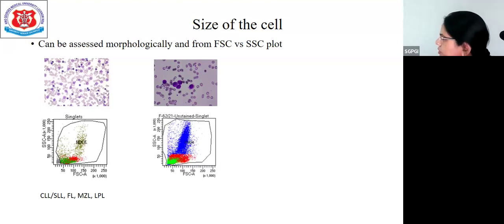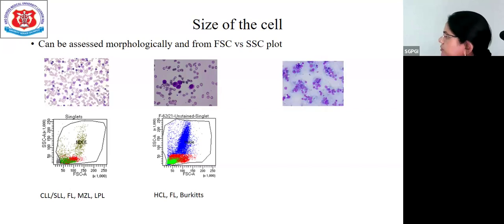And look at this plot. The cells are coming slightly higher up on the side scatter. So this forward scatter versus side scatter gives you a very good clue. So cases of hairy cell leukemia, follicular lymphoma, and Burkitt's lymphoma, where you have small to medium size or medium size cells, will have this kind of scatter plot.